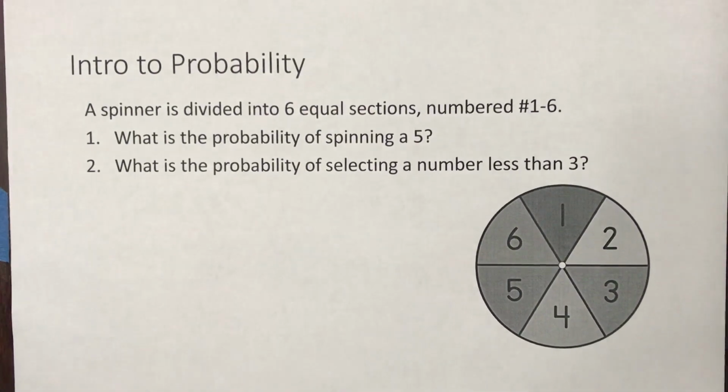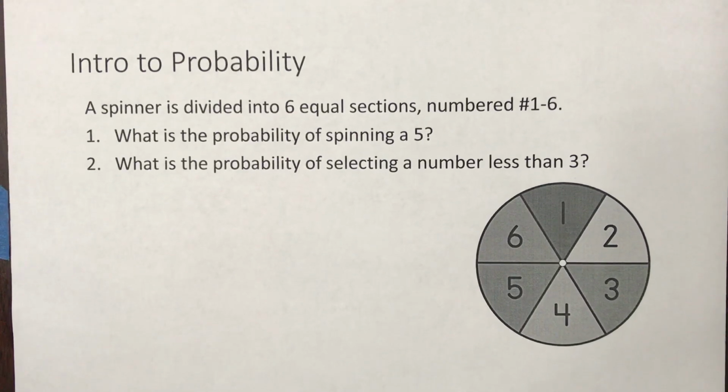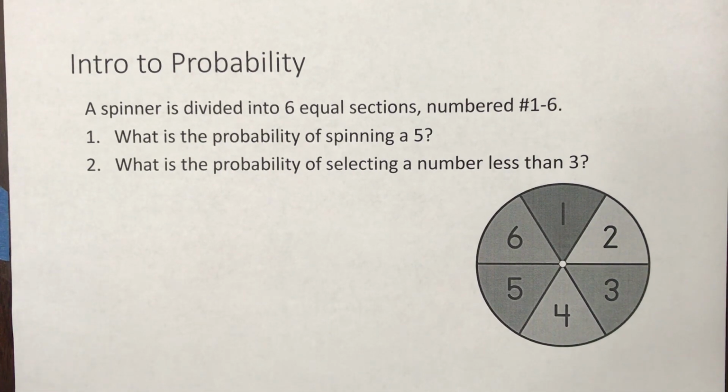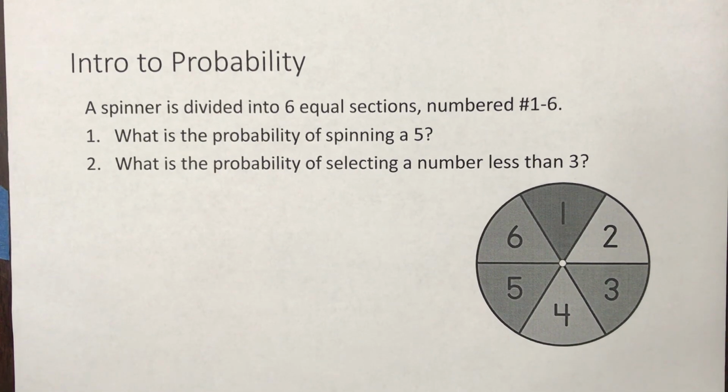Hey class, this is an introduction to probability. I'm going to do a few examples and this will also help you on your assignment that is due today as well on eClass. A spinner is divided into 6 equal sections, numbering 1 through 6.